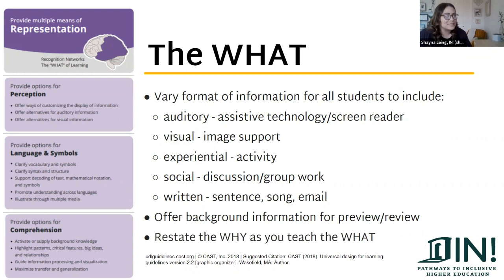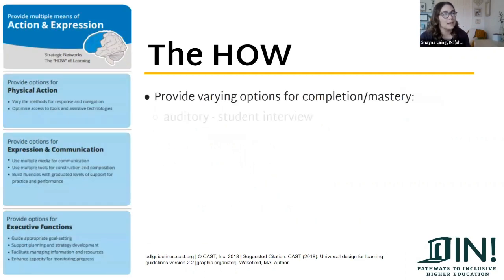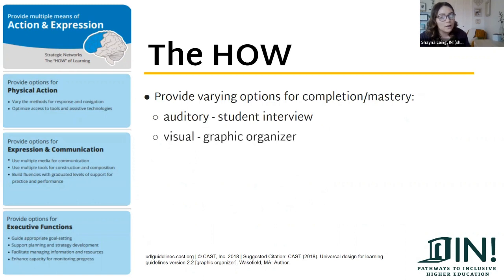And then as you're presenting information, always restating the why. So truthfully, just at the beginning of every class, why are we talking about this again? It might feel redundant, it might feel repetitive, but it helps students solidify the purpose of what they're learning. And then here's really the big shift at the college level, is that now there's some changes into how students are showing their mastery of that information.